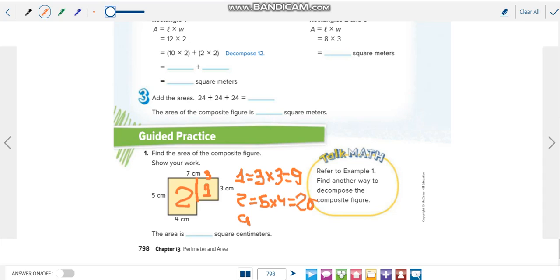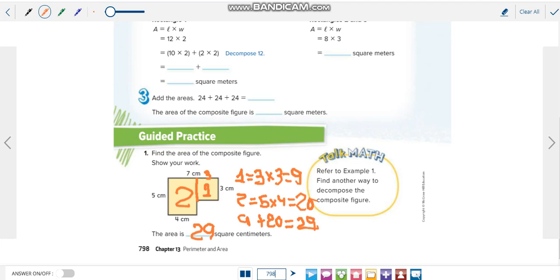So we put them together. 9 plus 20, or you can say 20 plus 9, equals 29. So the area of this composite figure is going to be 29 square centimeters. Remember, the S and the M equals centimeters.